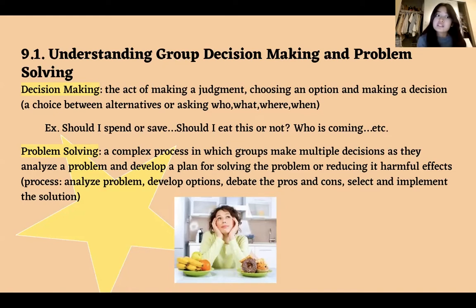Another key term is problem solving, which is a process where the groups make decisions to analyze the problem and make a plan for that problem in order to either reduce the effects or to diminish it completely. And the process is basically to analyze the problem, develop the options, debate pros and cons, select and implement the solution.